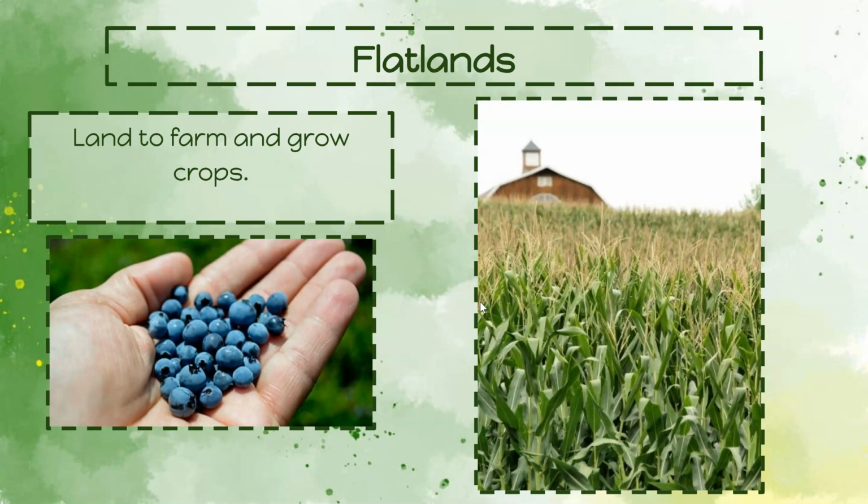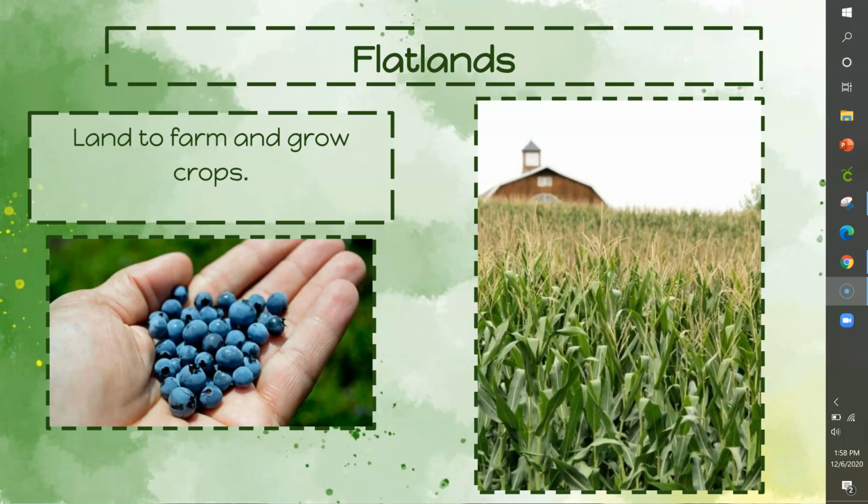Another natural resource from the flatlands of the Northeast region include crops. The flatlands of the Northeast region have soil that is rich in nutrients, which makes farming very easy, especially farming vegetables and fruits. Let's think back to yesterday's text.